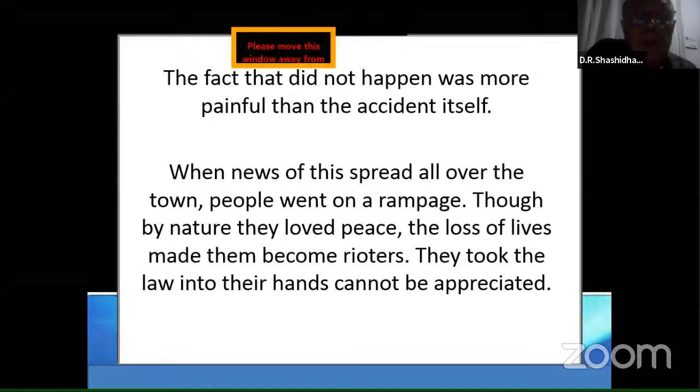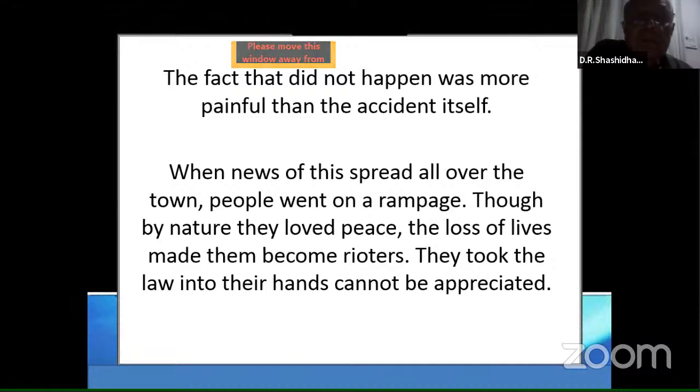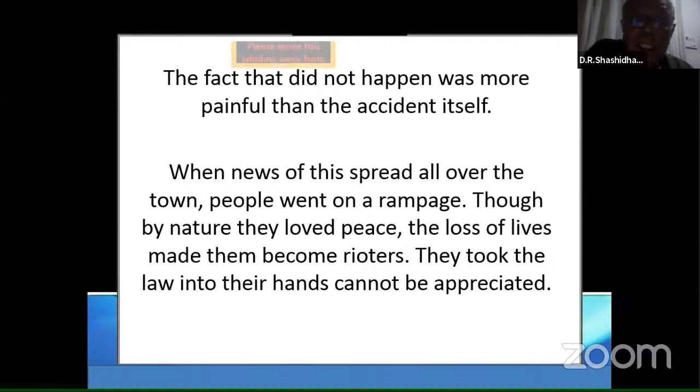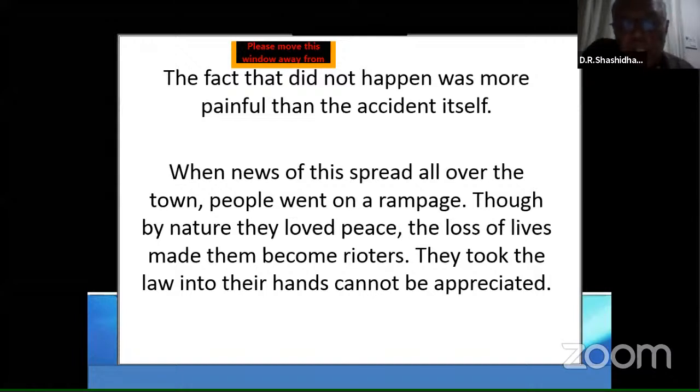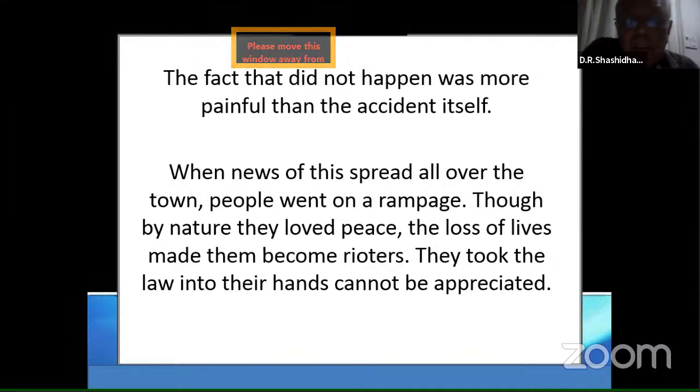"When the news of this spread all over the town, people went on a rampage." "When the news of this spread all over the town" is a subordinate clause. "People went on a rampage" is a simple sentence, a main clause, capable of giving you meaning on its own. Next: "Though by nature they loved peace, the loss of lives made them become rioters."